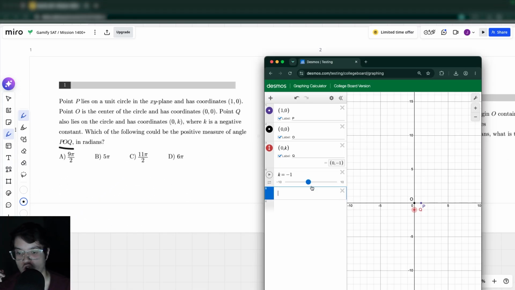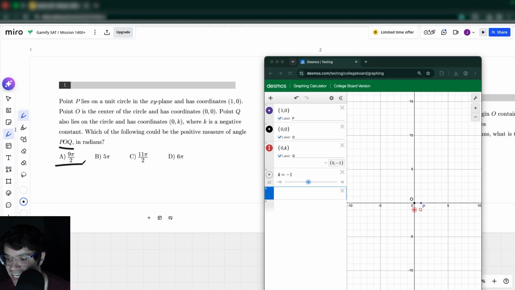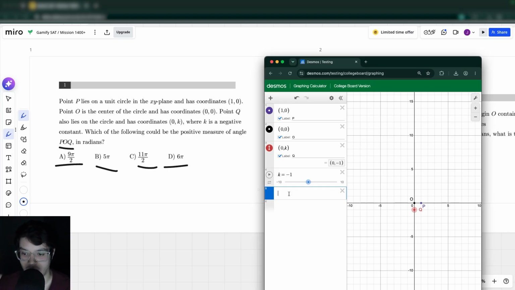So the easiest way to solve it at this point is that we can just take each of the different things that we get for the answer choices, do the sine and cosine on them, and see if it matches up with this K point.